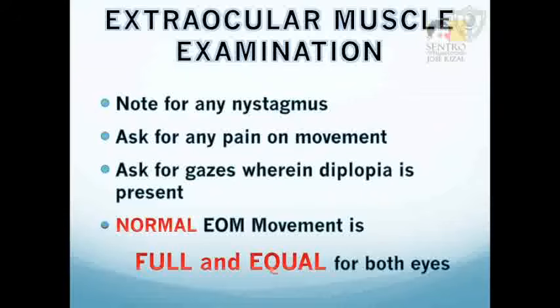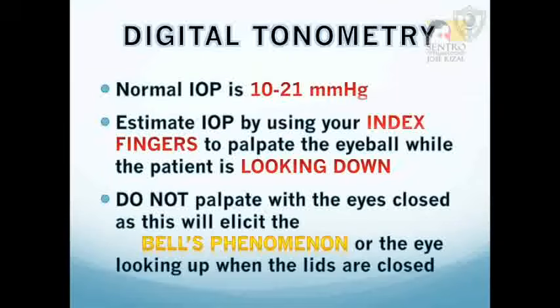Note for any nystagmus. Also ask for any pain on movement or diplopia on certain gazes. Normal DOM movement is full and equal for both eyes. The normal range of intraocular pressure is 10 to 21 mm mercury.